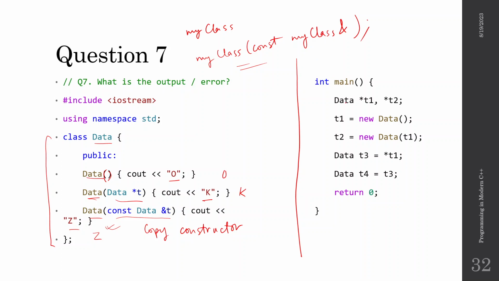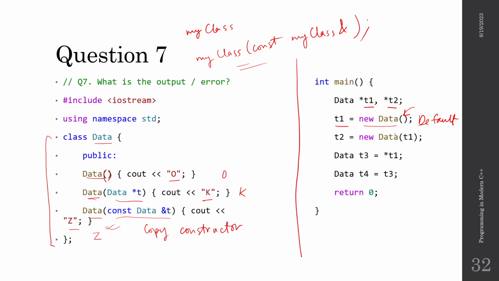In the main function, we create two pointers to data type objects. In the first pointer we create a new data object and assign it to the first pointer t1. This will call the default constructor. Why? Because no argument is provided here. There is no argument in the function call, so this will call the default constructor.